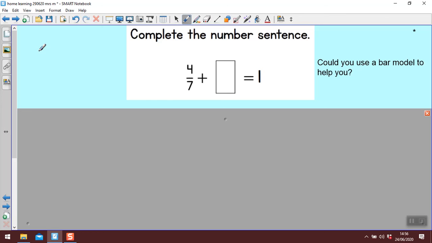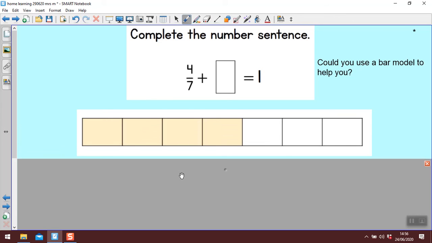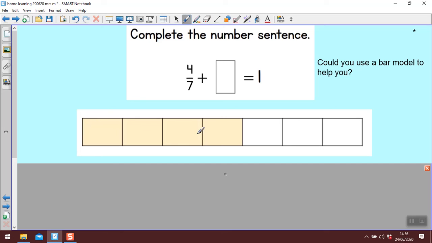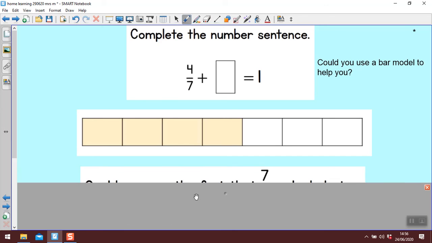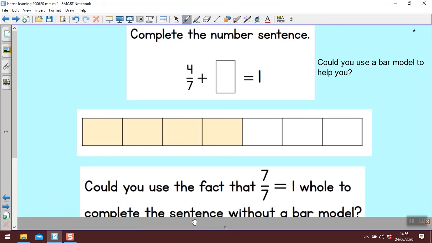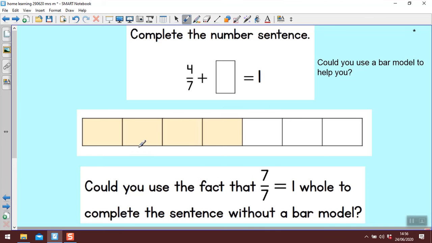So a bar model can help us because we have got 4 out of 7 pieces all together in the bar, and 4/7 are coloured in. So 4/7 plus what equals the whole bar? So 4/7 plus 3/7 equals 1 whole.